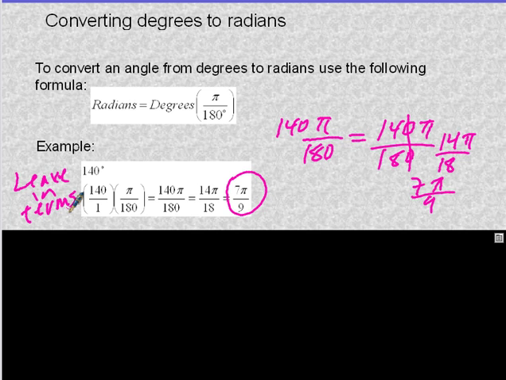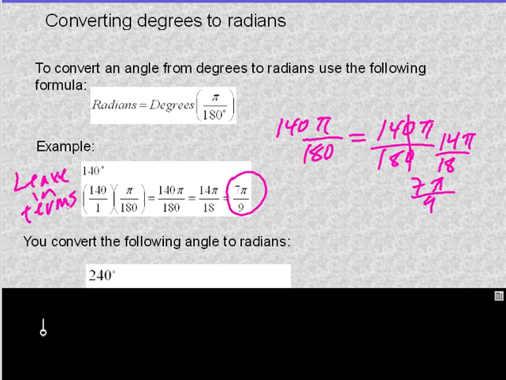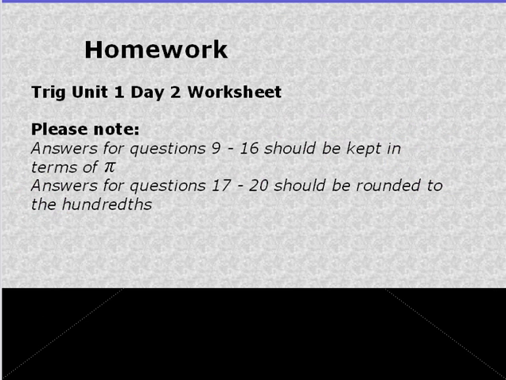Okay, I would like you to try this one. That is our lesson. It's short and sweet. You will do the worksheet for day 2. Again, questions 9 through 16, leave it in terms of pi, like the example I did. Questions 17 through 20, you're going to round to the hundredths, so you should put those in your calculators. Other than that, bring questions to class.